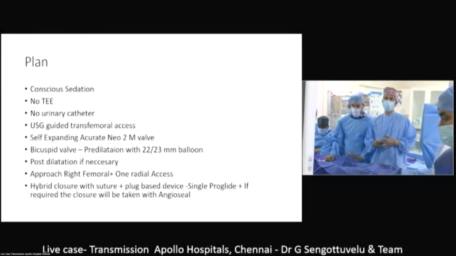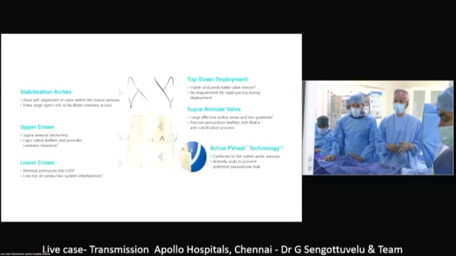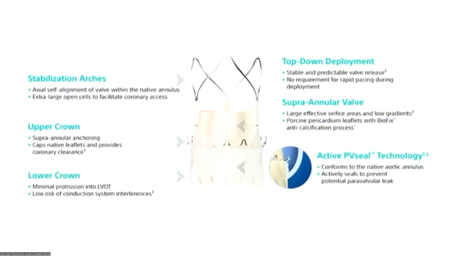We use one femoral access, the right femoral access, and one radial access. We usually close with a hybrid suture and plug-based device. Next slide. So Accurate Neo, I think you all know, has top-down deployment. It's got the stabilizing arches, the upper crown and the lower crown.